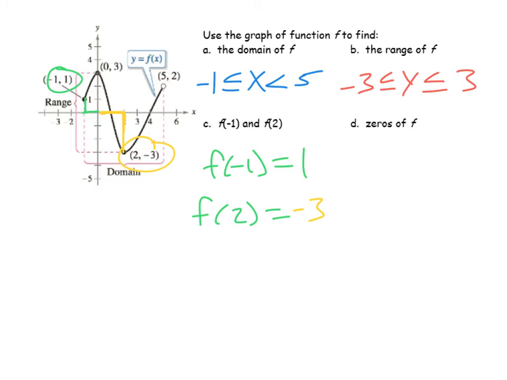Zeros, okay. We've done a lot of work finding those, but with a graph, you don't have any algebra to do. I just need to look. I'm going to clear out this graph again. Looks like right there and right there. Those are the two places that it crosses. Looks as though it's x equals 1 and x equals 4.